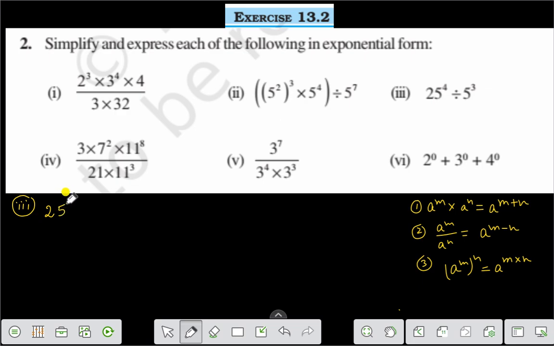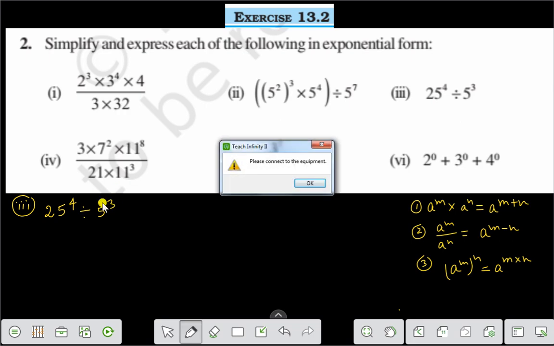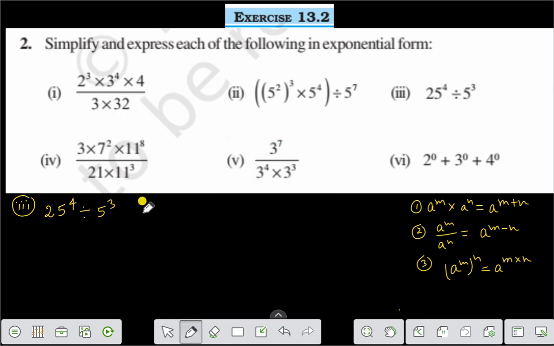25 to the power 4 divided by 5 to the power 3. Here we have written 25 to the power 4. This can be written as 5 to the power 2, all to the power 4, divided by 5 to the power 3.